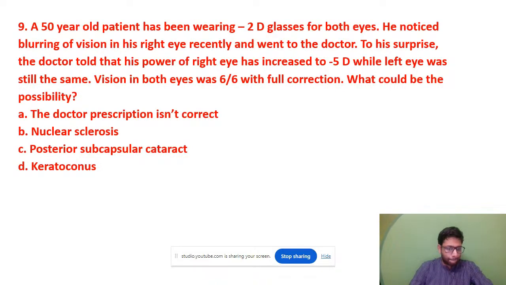Nikhil, everything is visible. I can also see.